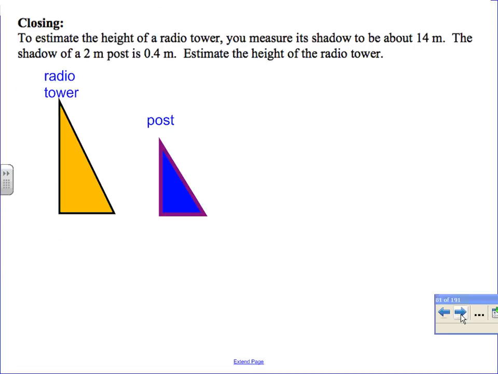Okay, so the closing says to estimate the height of a radio tower. You measure its shadow to be about 14 meters. The shadow of a 2-meter post is 0.4 meters. Estimate the height of the radio tower. I want everyone to draw these pictures. This is the radio tower, and this is the post. So go ahead and draw 2 triangles. I just want to label them with you so you understand how to do this. Doug, you with me?